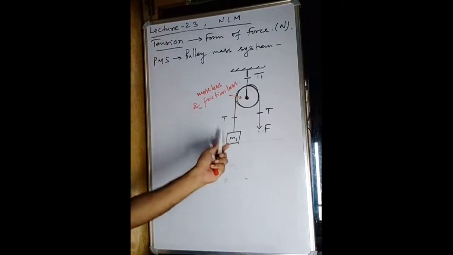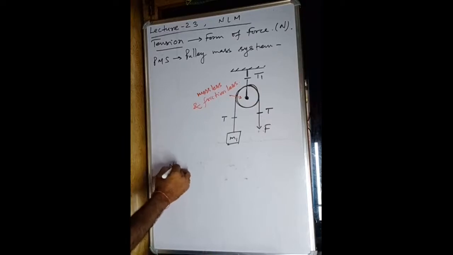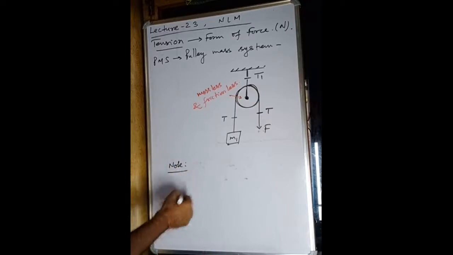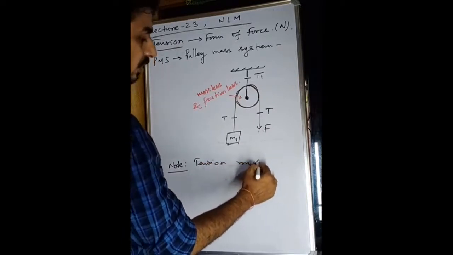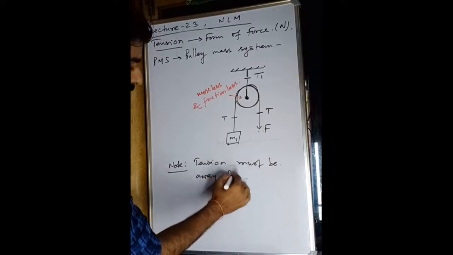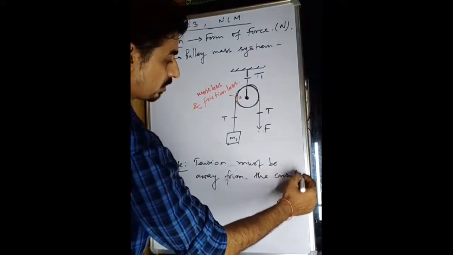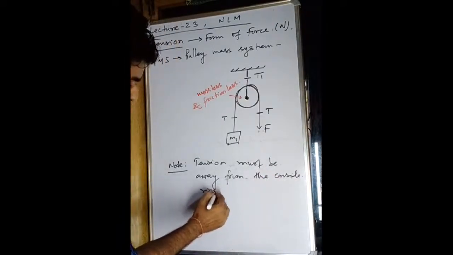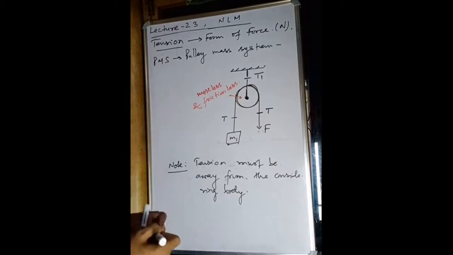One more property of tension, my dear students, I forgot to explain. If the string changes, the tension will change. And another property of tension, which is very important, kindly note down: tension must be away from the considering body. You are considering a body, then the tension must be away.